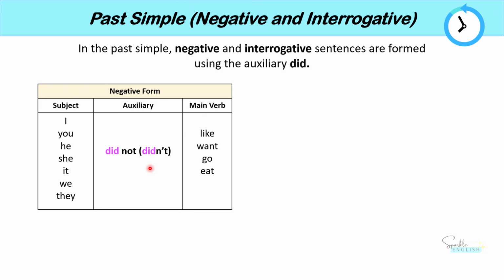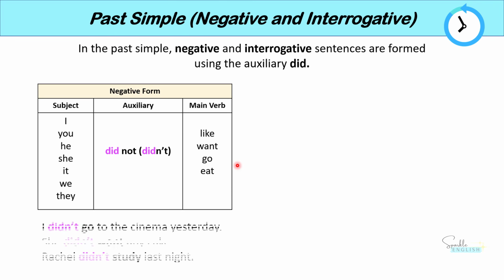So for example, I did not or I didn't like. You didn't want. He didn't go. She didn't eat. The main verb always stays the same as the base form of the verb. We do not say liked or wanted. So the negative form is very easy to construct sentences. So let's look at some examples.